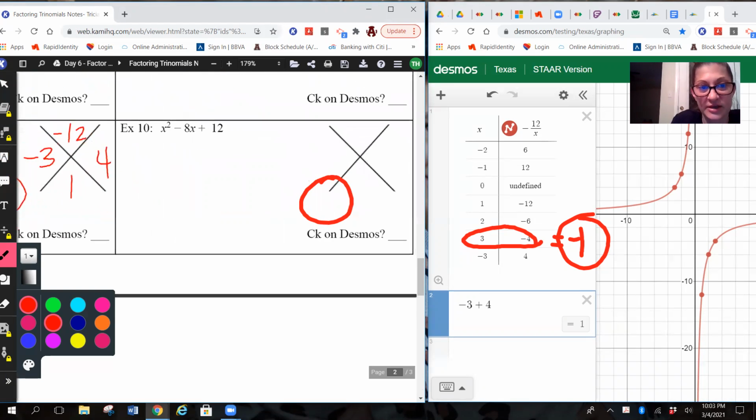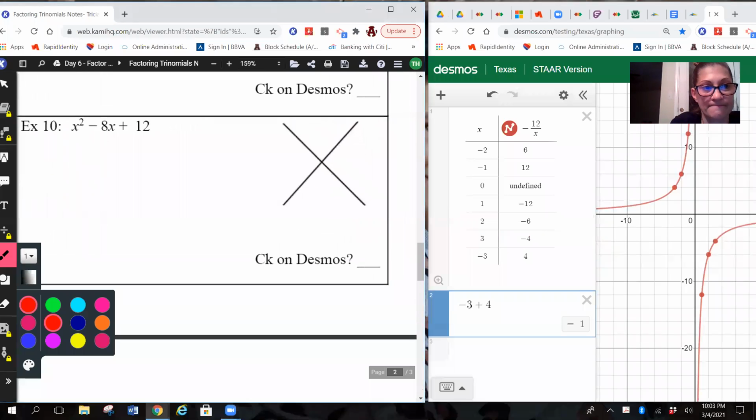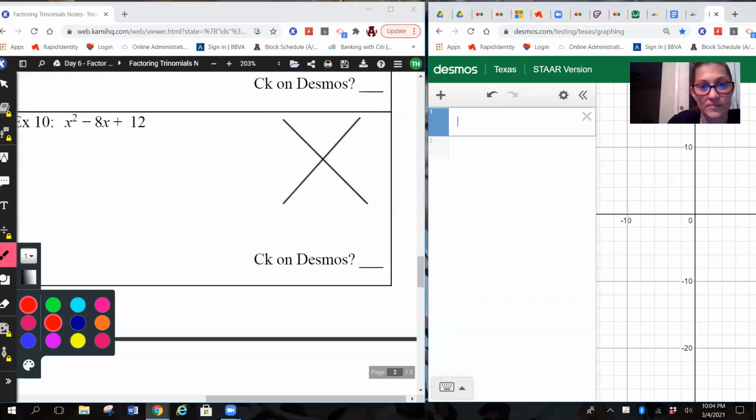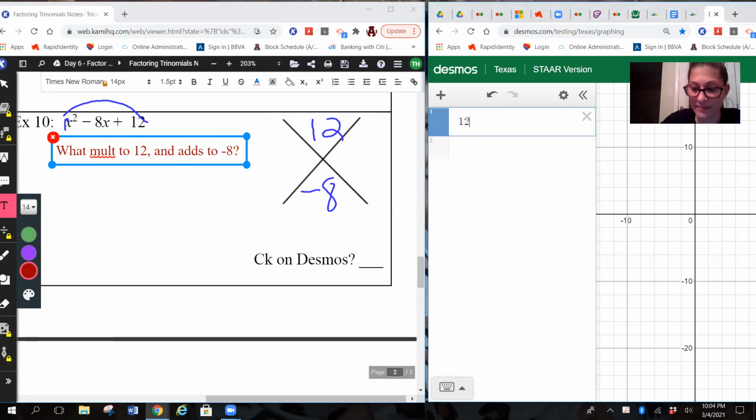And moving on to example, whatever this is, 10. Okay. So I've got 1 times 12 is 12, but this time the b value is negative 8. So the question still is, what multiplies to 12 and adds to negative 8? That's the question. So you'll type in 12 divided by x, change it to a table.